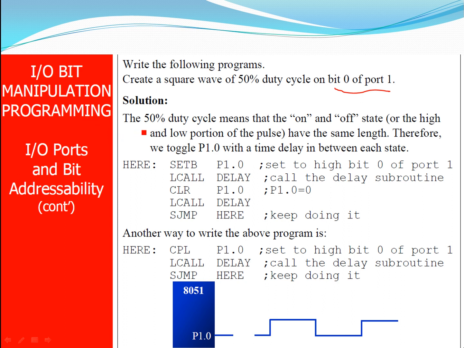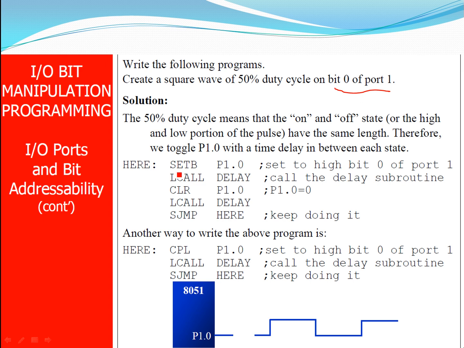The solution: 50% duty cycle means the on and off states are of the same length, that is, the high and low portions of the pulse are of the same width. Therefore we have to toggle P1.0 with a time delay in between each state. That means complement P1.0 and in between give the same amount of delay.